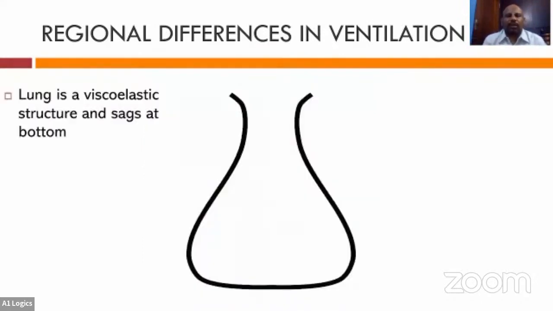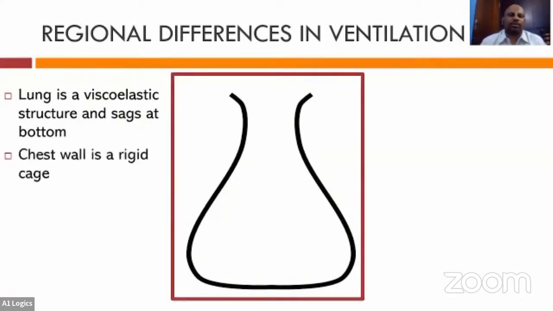Similarly, the lung is also a viscoelastic bag and it sags at the bottom. See, the lung contains elastic tissue and fluid components, so its own weight pushes it down. The hilum does not support the lung, so it is only the lung that supports itself. And the chest wall, as I already told you, is a rigid cage.